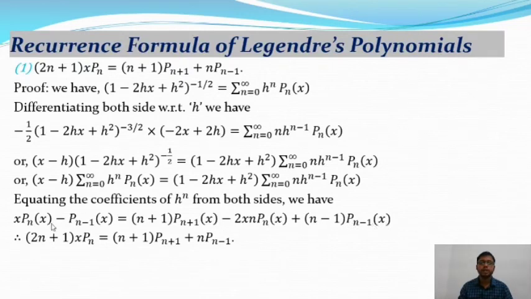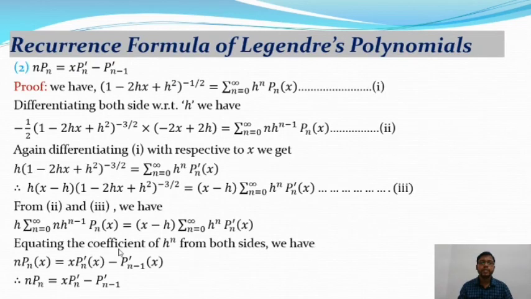These are the coefficients of h to the power n, and after simplifying this equation, we will get the recurrence formula: (2n plus 1) into x Pn is equal to (n plus 1) into Pn plus 1 plus n into Pn minus 1. Hence the proof of the recurrence formula of the Legendre polynomial.